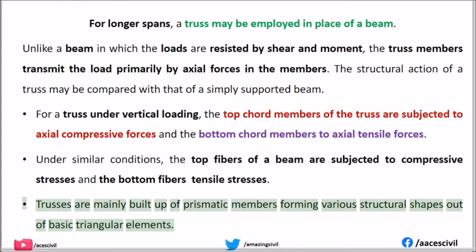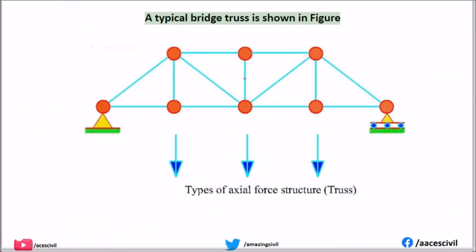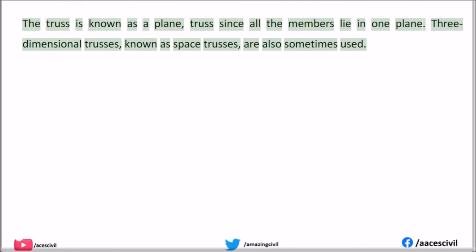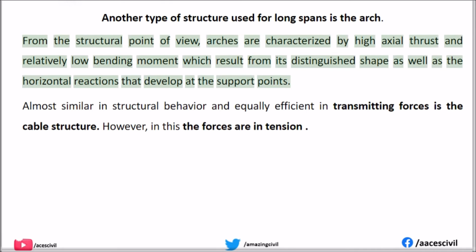Trusses are mainly built up of prismatic members forming various structural shapes out of basic triangular elements. A typical bridge truss is shown in figure. The truss is known as a plane truss since all the members lie in one plane. Three-dimensional trusses, known as space trusses, are also sometimes used.